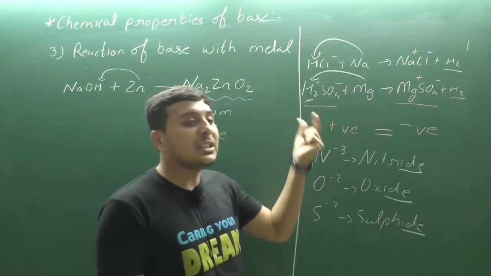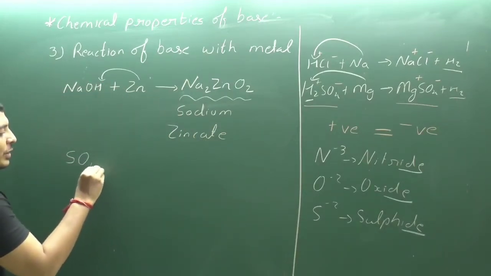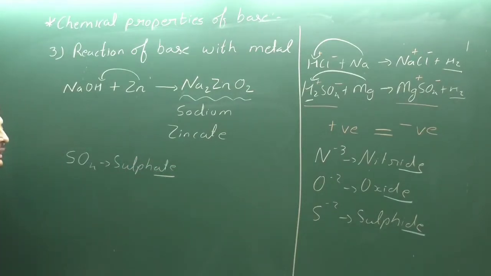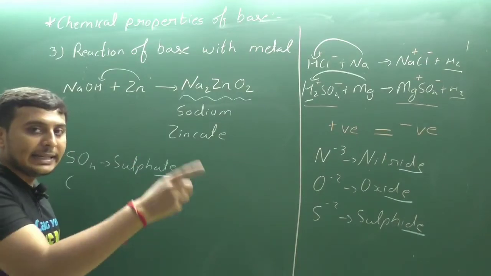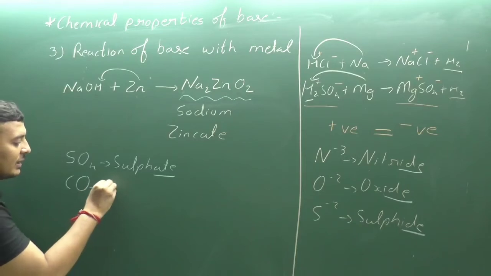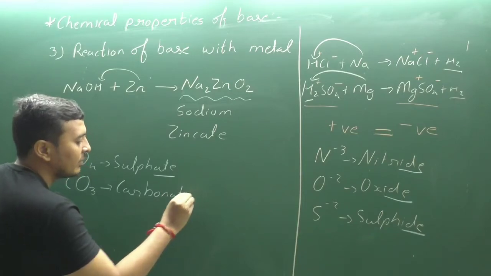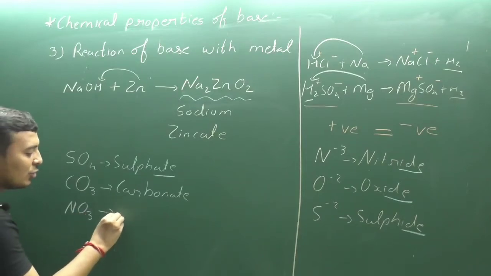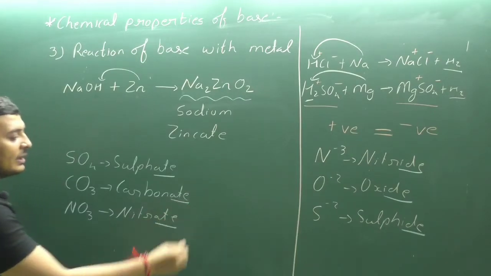But when oxygen combines with another element, for example, sulfur alone is sulfide, but SO4 is known as sulfate. Clear? So instead of IDE, it is ATE when oxygen is combined. Alone carbon is known as carbide, C-A-R-B-I-D-E. But when oxygen comes with it, then it is known as carbonate. CO3 is known as carbonate. Clear? Alone nitrogen is known as nitride, but NO3 is known as nitrate. Clear? ATE is used as a suffix.